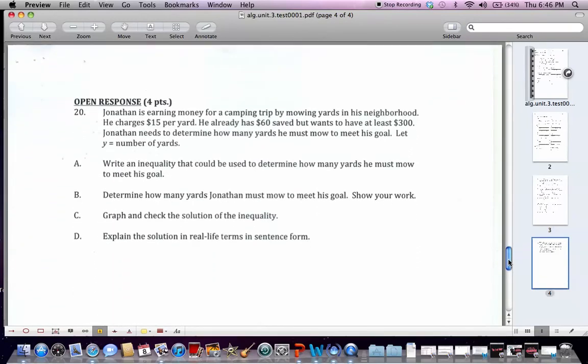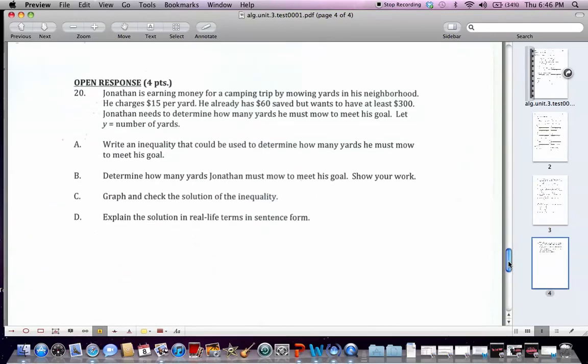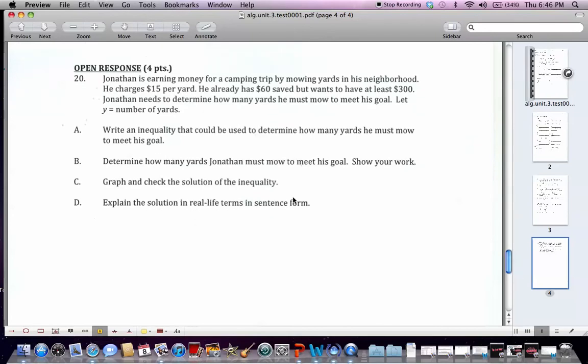Let's look at our open response. Number 20. Jonathan is earning money for a camping trip by mowing yards in his neighborhood. He charges $15 per yard. He already has $60 saved, but wants to have at least $300. Jonathan needs to determine how many yards he must mow to meet his goal. Let y equal number of yards.